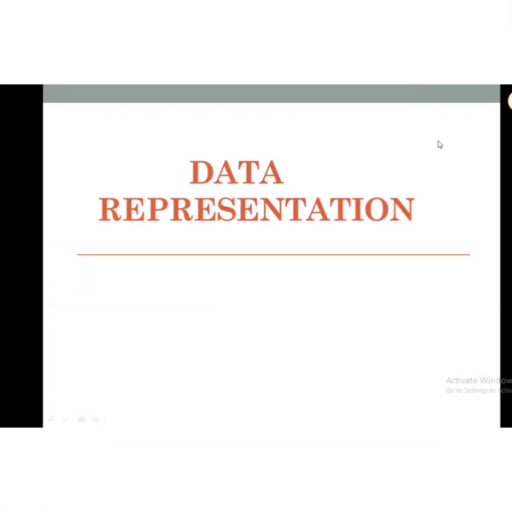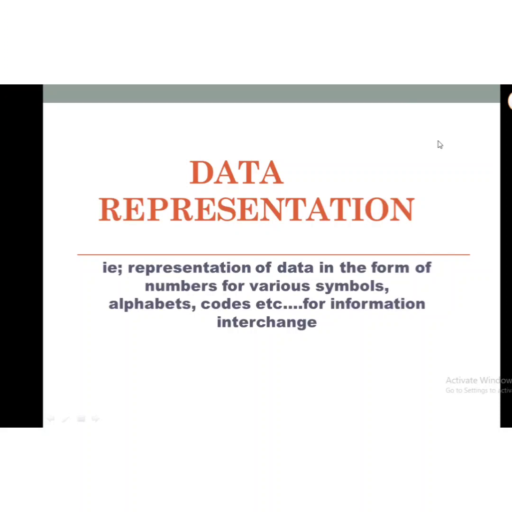Hey guys, in this video I'm going to tell you how data are represented in the form of numbers for various symbols and alphabets, such as the American Standard Code for Information Interchange, which is basically used by all of the worldwide networks. So let's see what we are going to have in our video.